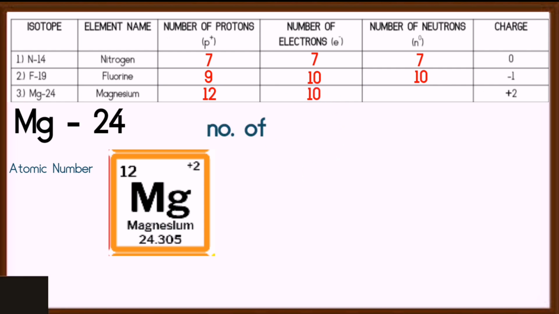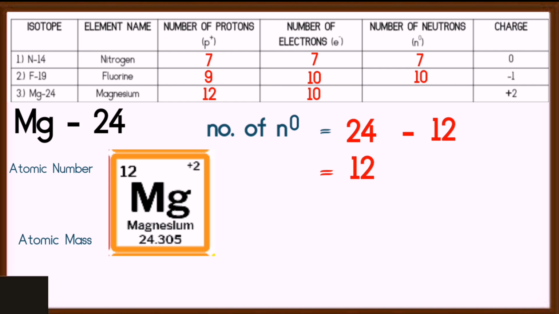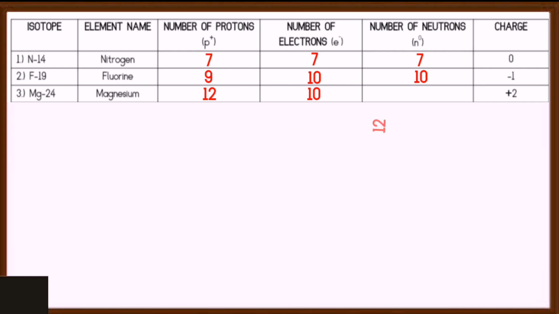And for the number of neutrons, magnesium has an atomic mass of 24 minus the atomic number, which is 12, so the answer is 12. Therefore, the number of neutrons for magnesium is 12.